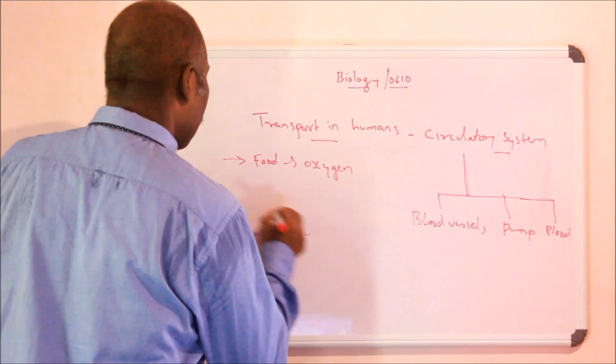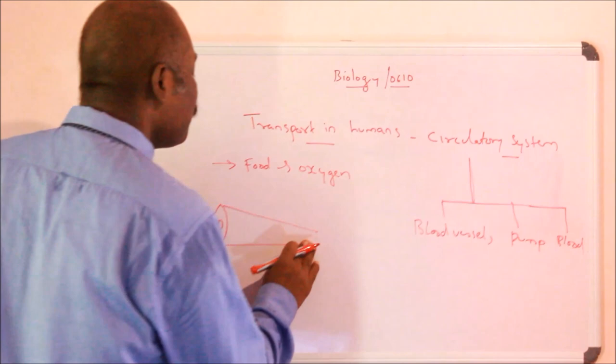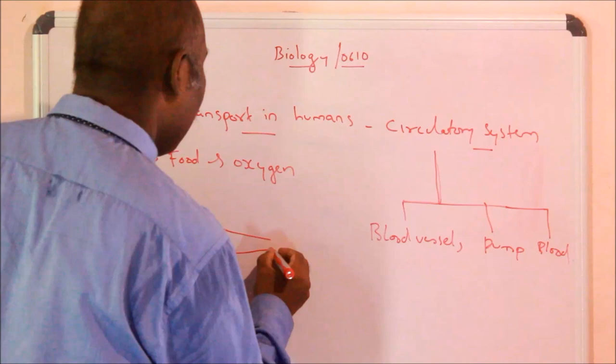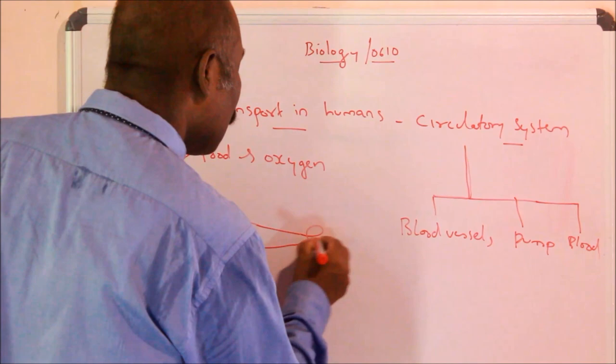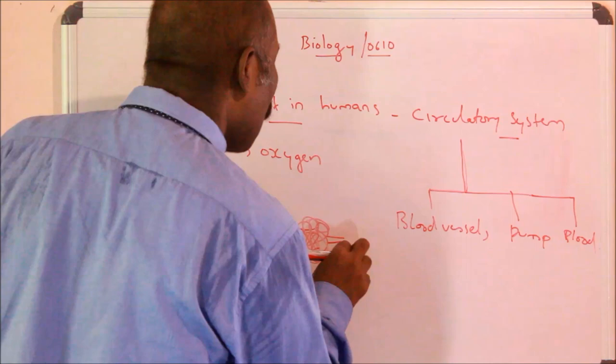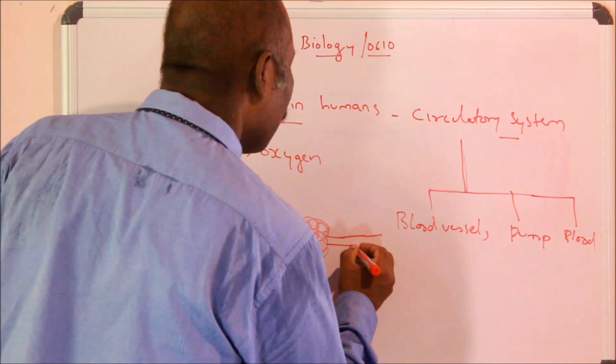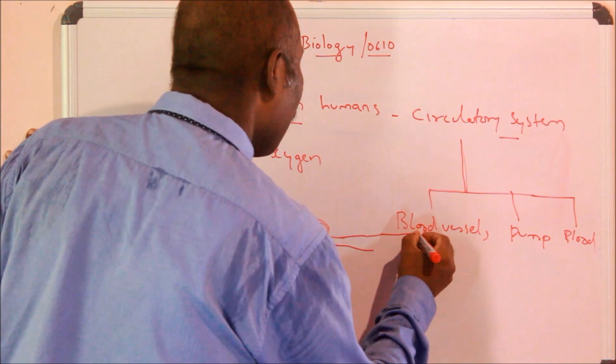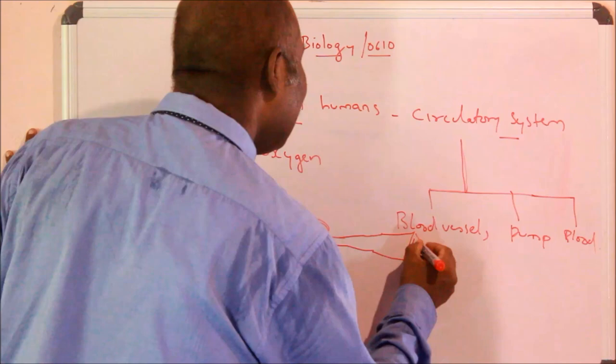The arteries become smaller arteries called arterioles, and when the blood enters the organs, it branches into the smaller blood vessels called capillaries. These capillaries join to form smaller blood vessels called venules, and these venules join together and form bigger vessels called veins. So this is how the circulatory system functions.